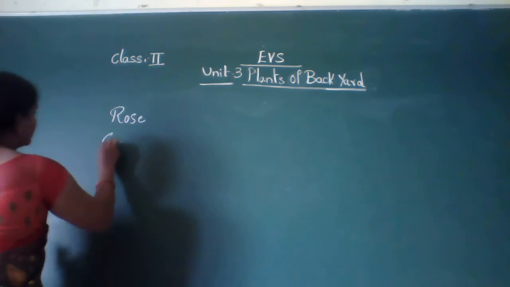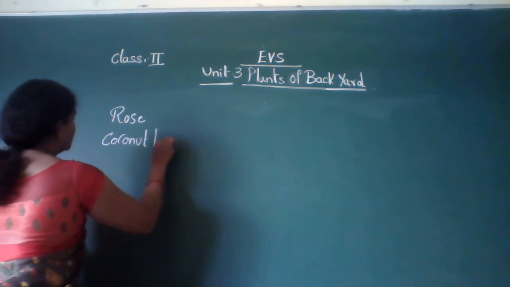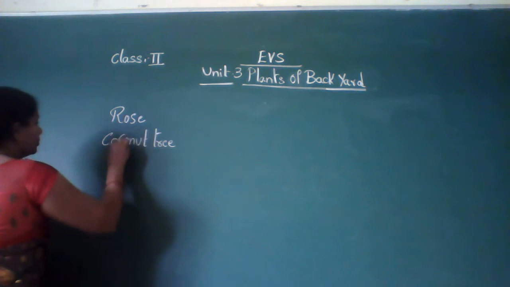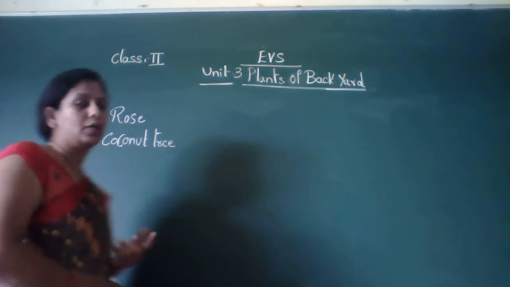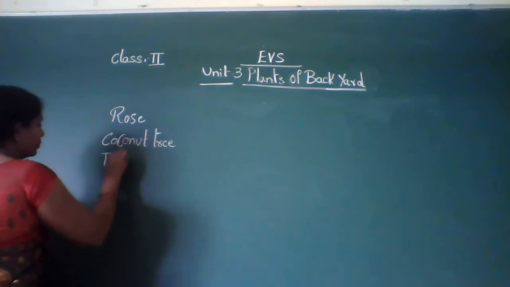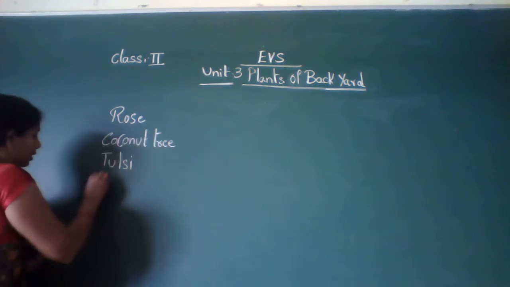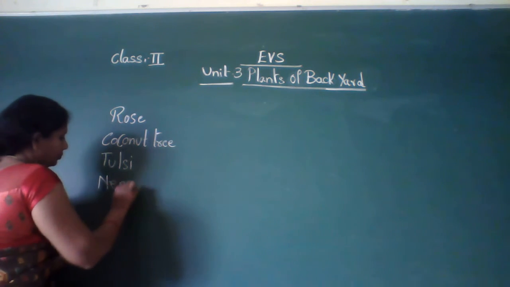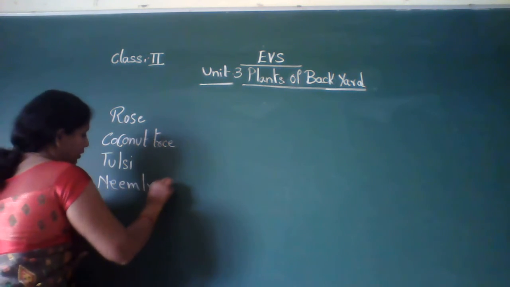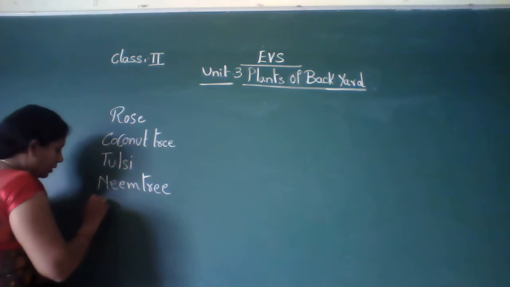Coconut tree. Then rose plant you see. Coconut, tulsi. Okay, next neem tree. Okay. Then yes, watermelon, pumpkin. Okay.